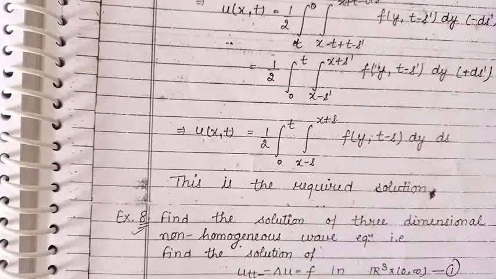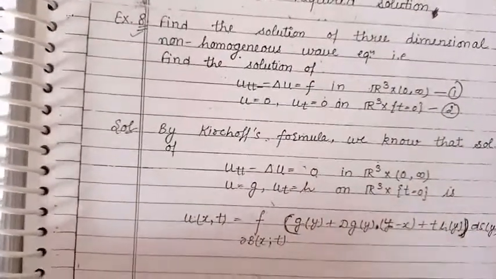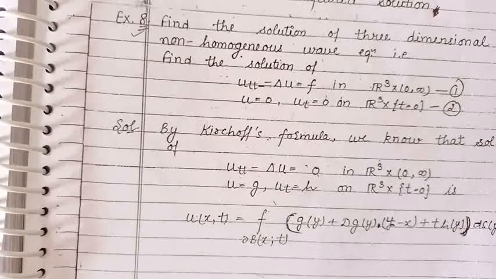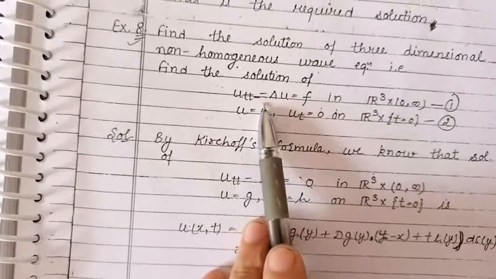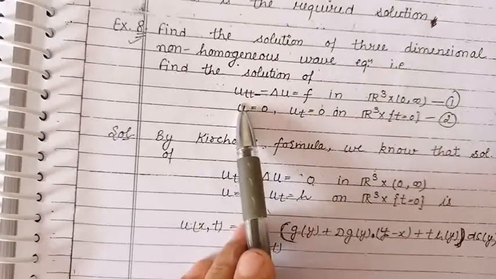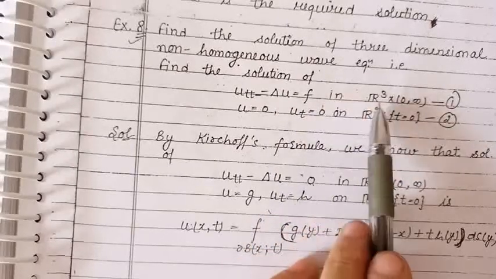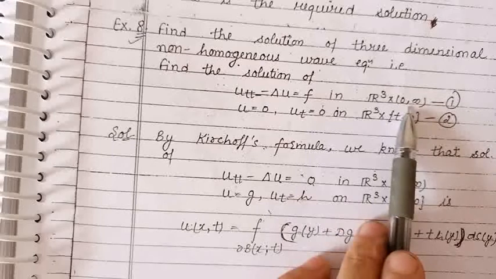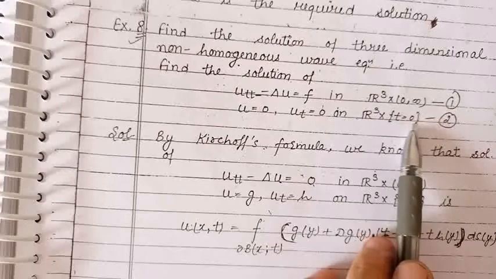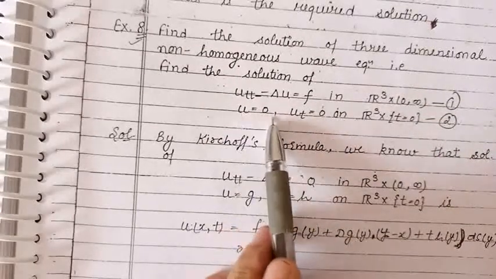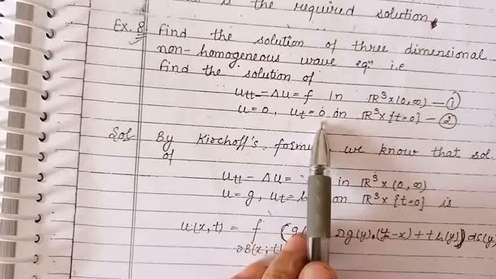Now in the next problem we will discuss the solution of the non-homogeneous wave equation in three dimensions. Means we are to find the solution of ∂²u/∂t² − Δu = f in the space R³ × (0, ∞) with the initial conditions at t equal to 0: the value of u is 0 and the value of the partial derivative of u with respect to t is 0.